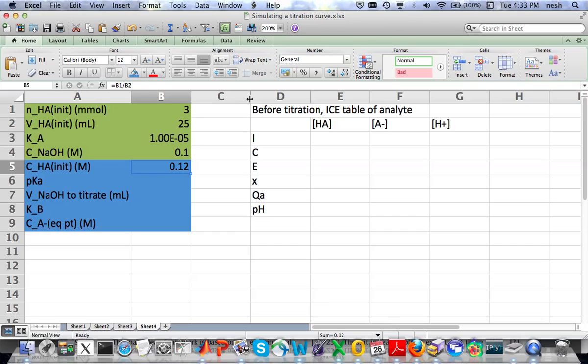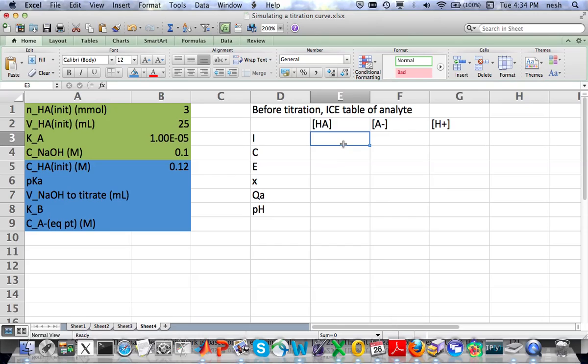And I guess I've already typed in the first number that I need here, which is that the concentration of the analyte is B1 divided by B2. That means it's the number of millimoles in the analyte solution divided by milliliters, which will give me the concentration of the analyte in moles per liter. So that's good. Now I need to go ahead and type in some initial concentrations.